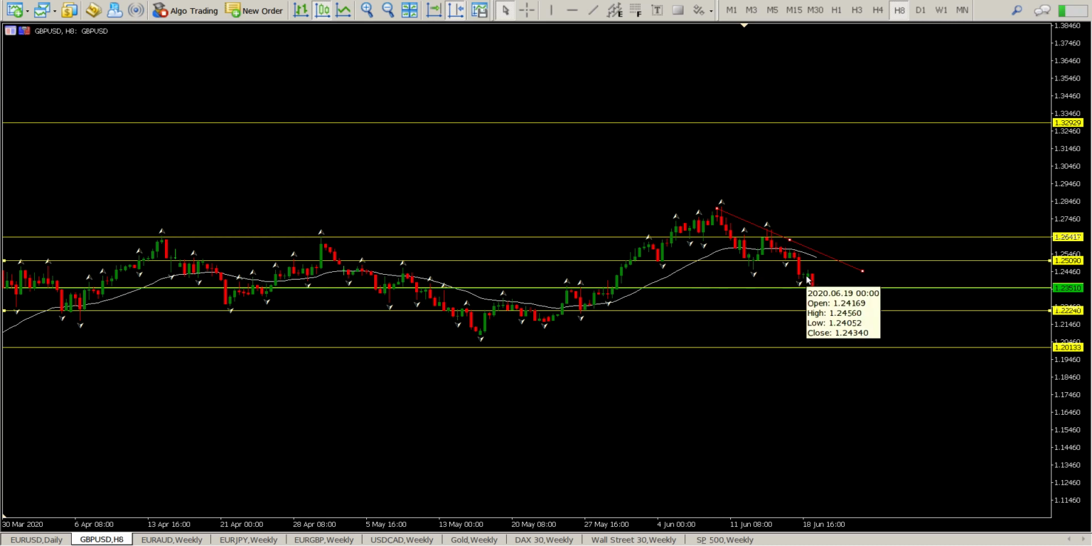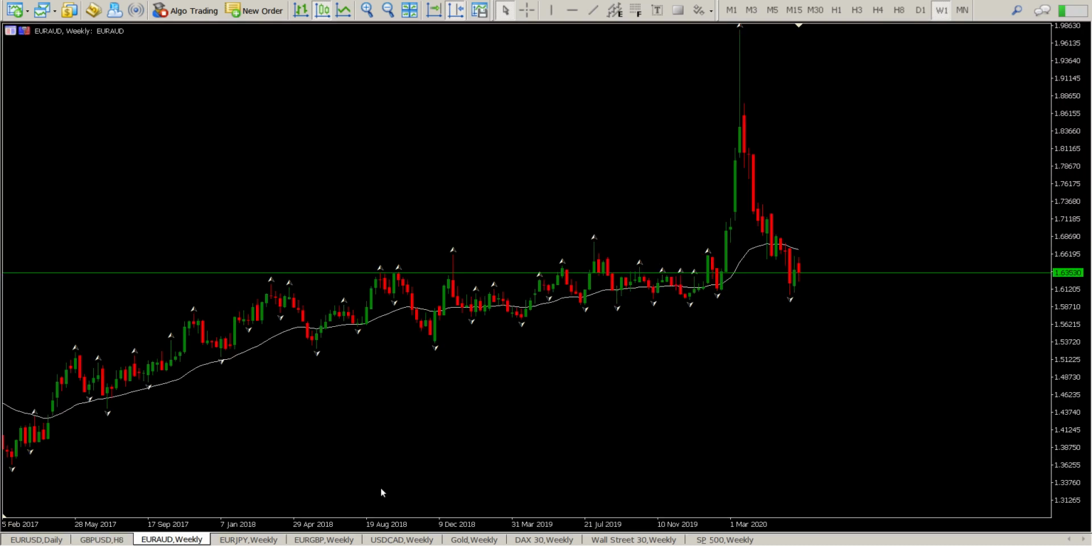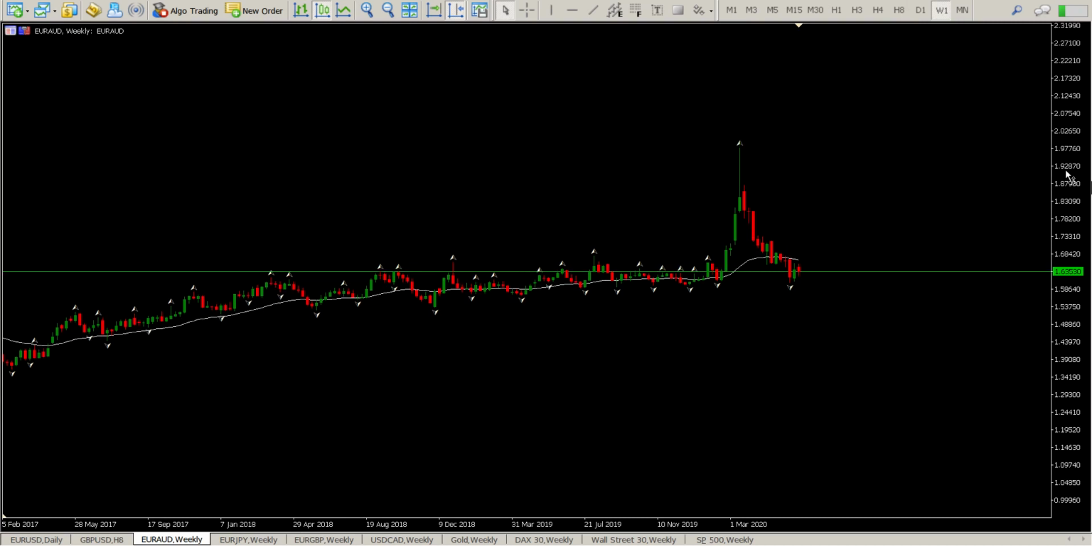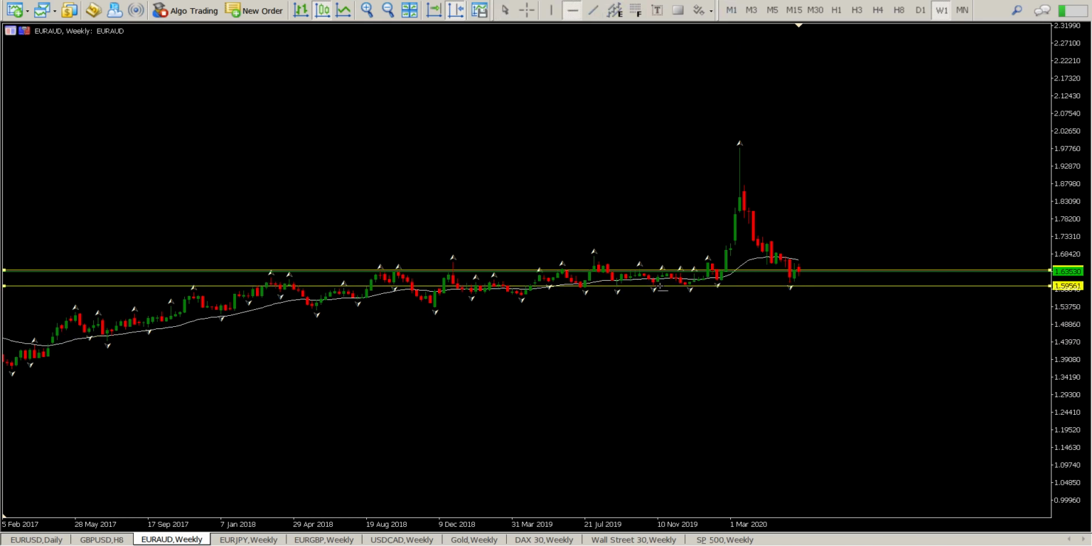So moving on to the next pair, which is the Euro Aussie dollar. Pretty big spike up, massive move back down, and we're right back pretty much where we started. Now, there are two things at play here. I just want to put both these levels in on the weekly here, because we were ranging, we broke out of the range, we've gone back into the range, and we're testing this area.